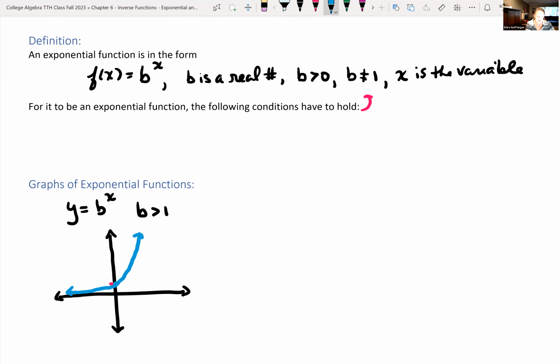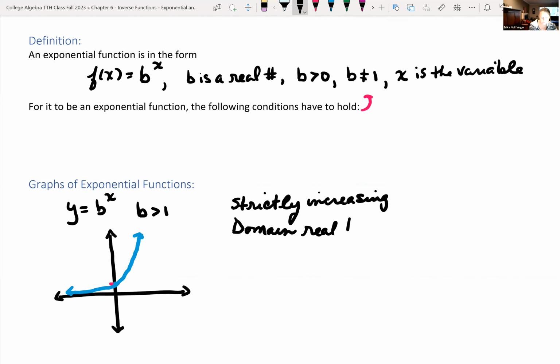So a couple things to notice about the graph where your base is bigger than 1. Notice that we're strictly increasing. Notice that our domain are all real numbers. There's no trouble spots here. Our range. So there's no value of x that we can plug in that would give us back 0 for our y value, or a negative number. So our range are the values, not including 0, but close to 0, to infinity, or y is greater than 0.